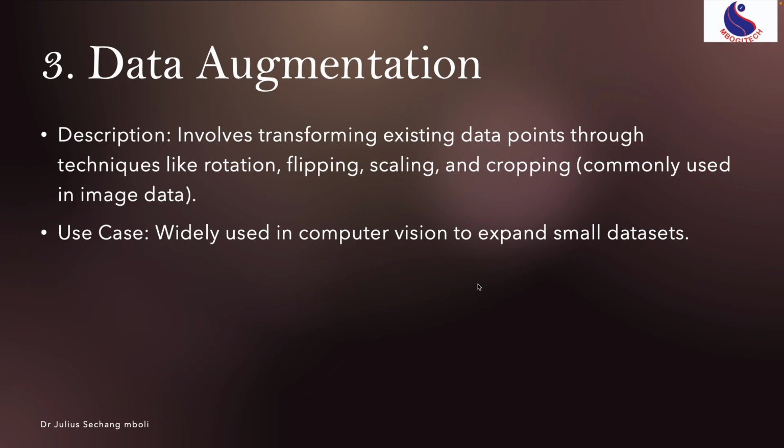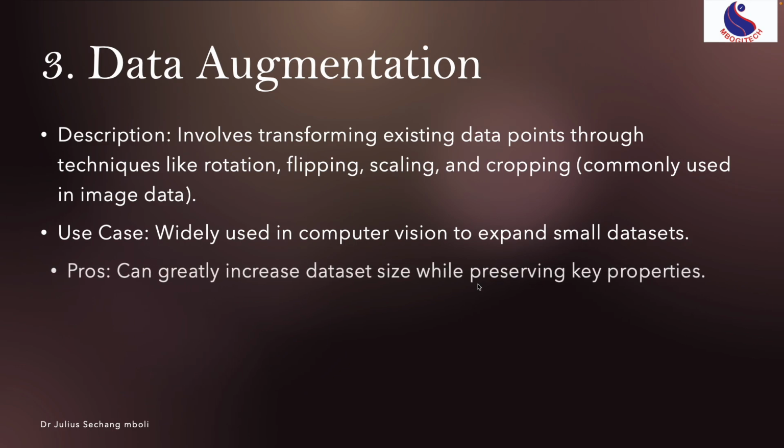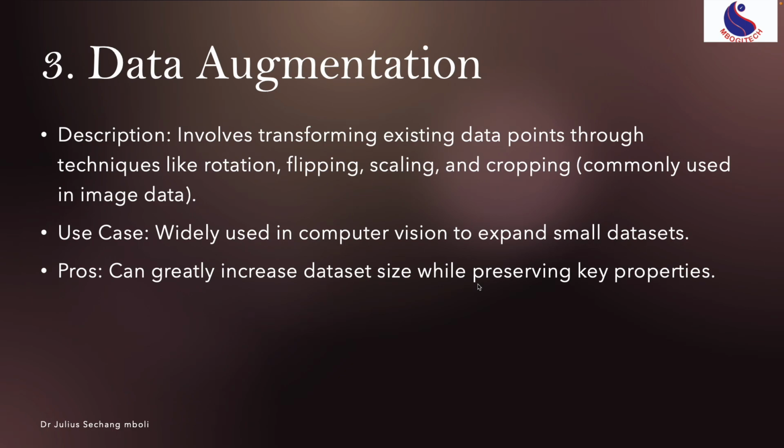And yeah, I will leave this for the implementation part so that we can discuss in detail. The pros here is that it can greatly increase data set size while preserving key properties. You see that when you are doing all those things to the images, if you are cropping it, or flipping it, the key properties of the image are still there, despite the fact that the object may now appear upside down or at a particular angle if you rotated it, or bigger or smaller if you scale it up or down. It still retains those key properties of the original data set.